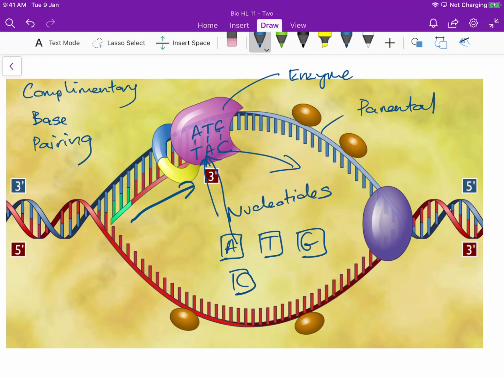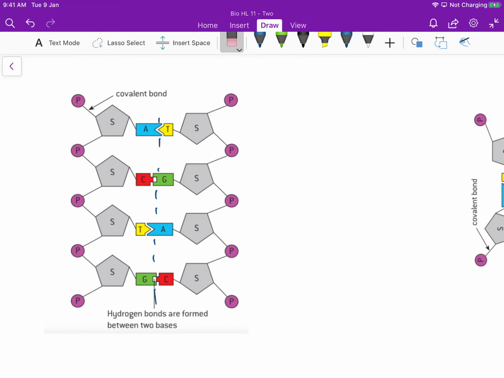And you can see that it's going in the direction we've got a 5' end up there, it's got a 3' end there. So it moves from 5' to 3'. And it's adding in new nucleotides according to complementary base pairing. Now let's just review the structure of DNA to understand what we mean by adding nucleotides in a 5' to 3' direction. So here's our double-stranded molecule.